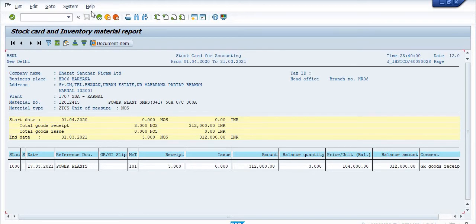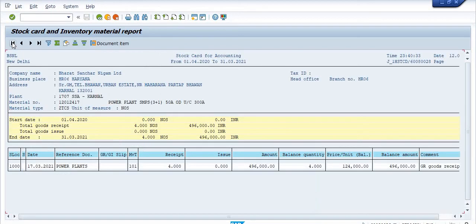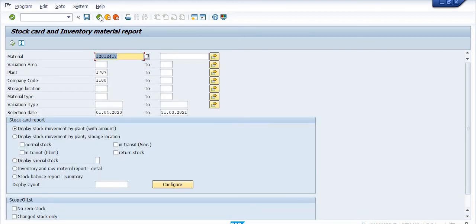Getting my points? I am just going to check another transaction, 1204012417. This is the outdoor power plant, 300 ampere, 3+1 phase. In the same financial year, the price per unit is 1204000. Getting my points?